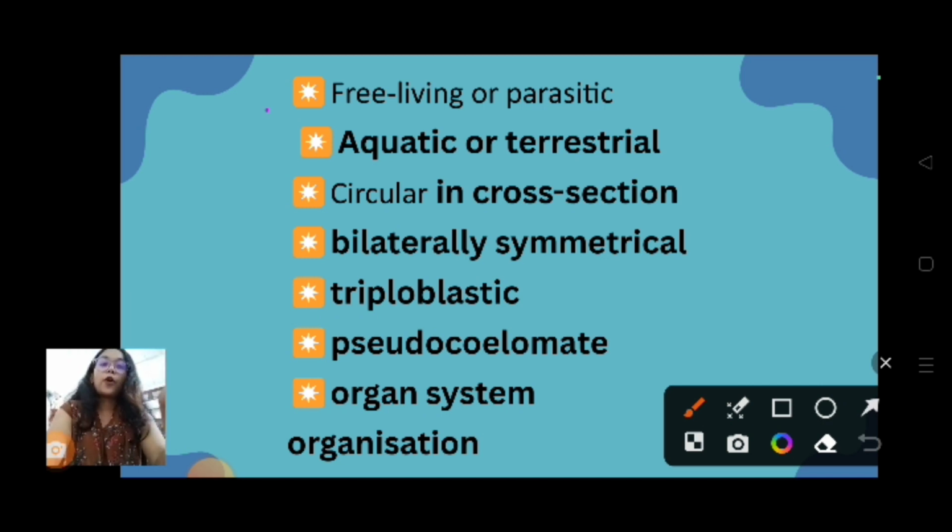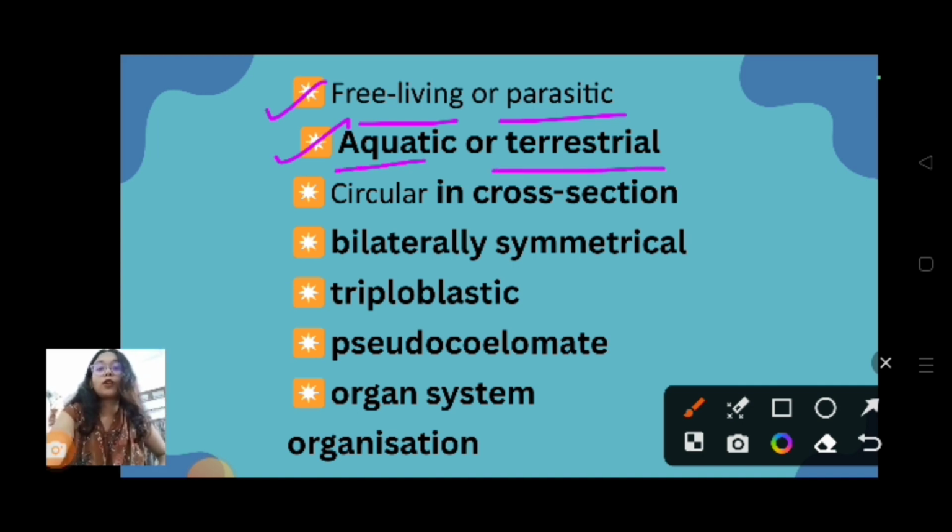Coming to the first point, it is saying they are generally free living or parasitic. They can live freely and they can also live inside the host body and act as a parasite. Then the second point, it is saying they can be aquatic also, terrestrial also, they can live in the watery environment also. They are generally circular in cross section. I have already told you, circular in cross-sectional area.